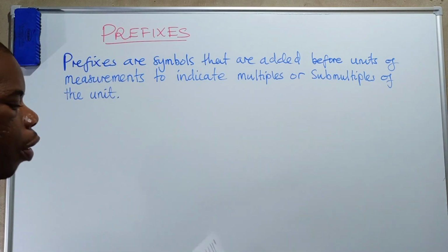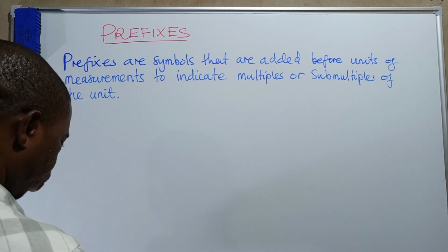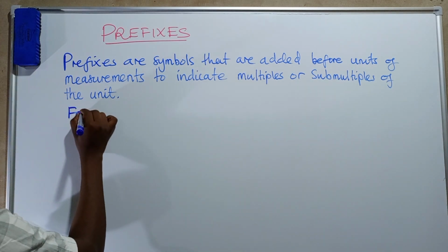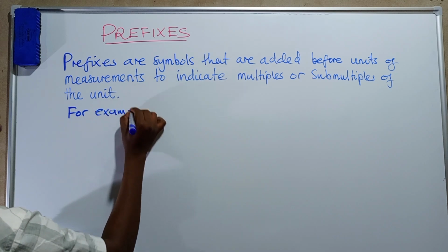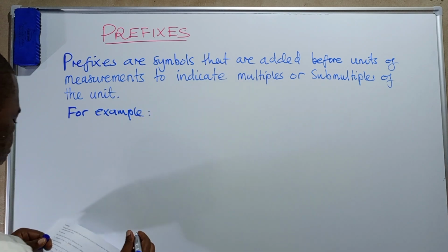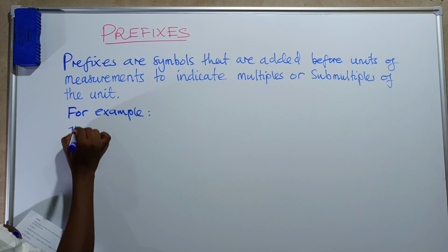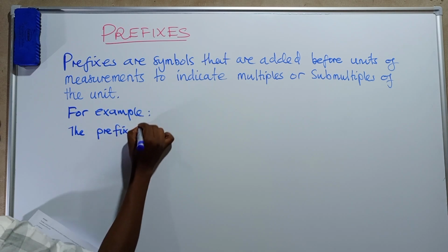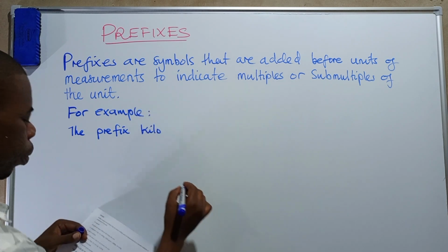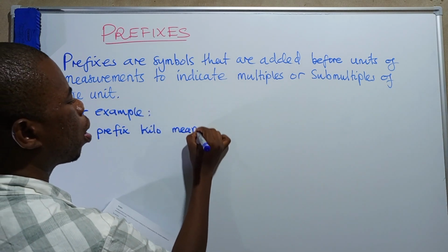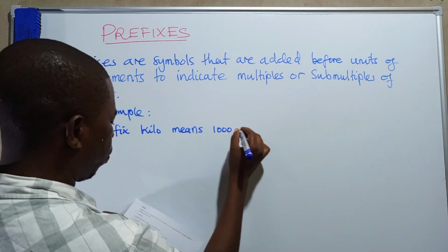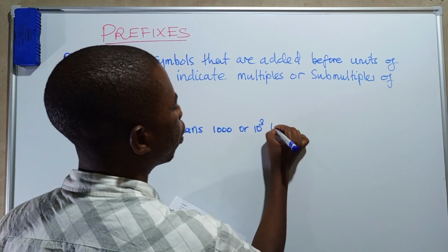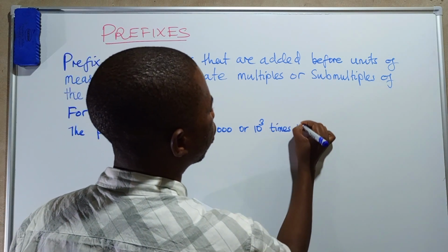Of the unit. So for example, the prefix kilo means 1,000, or 10 to the power 3, times the unit.